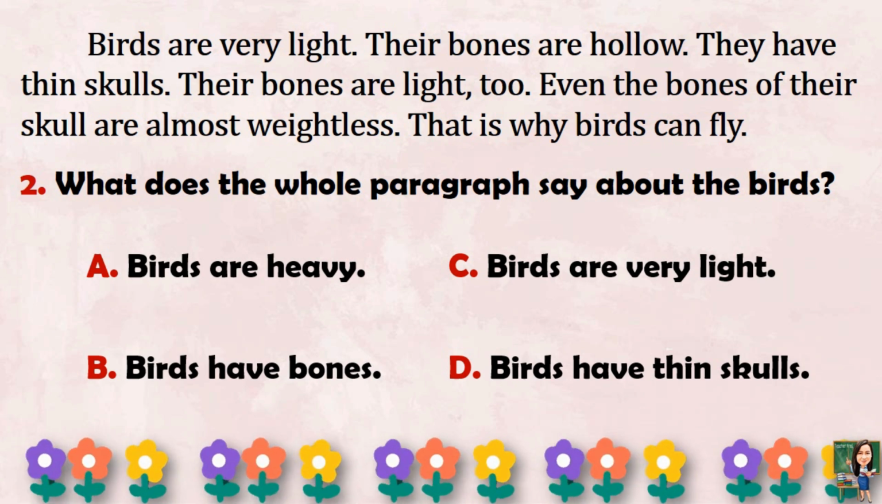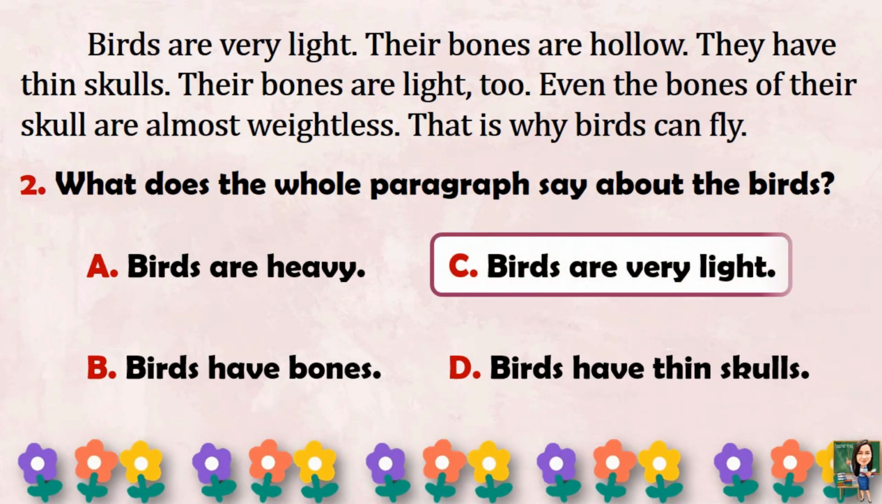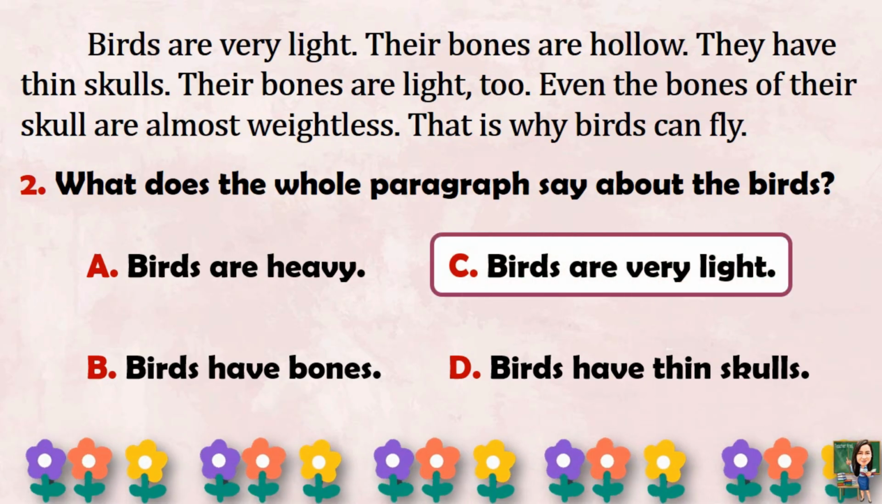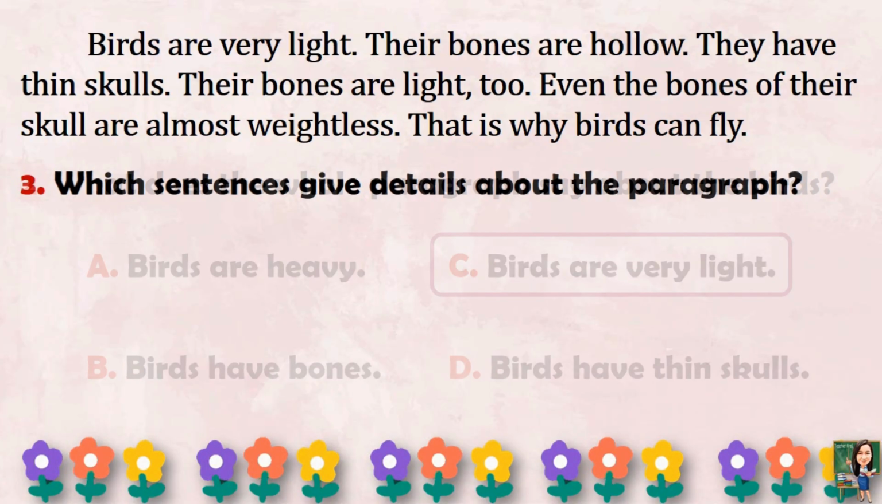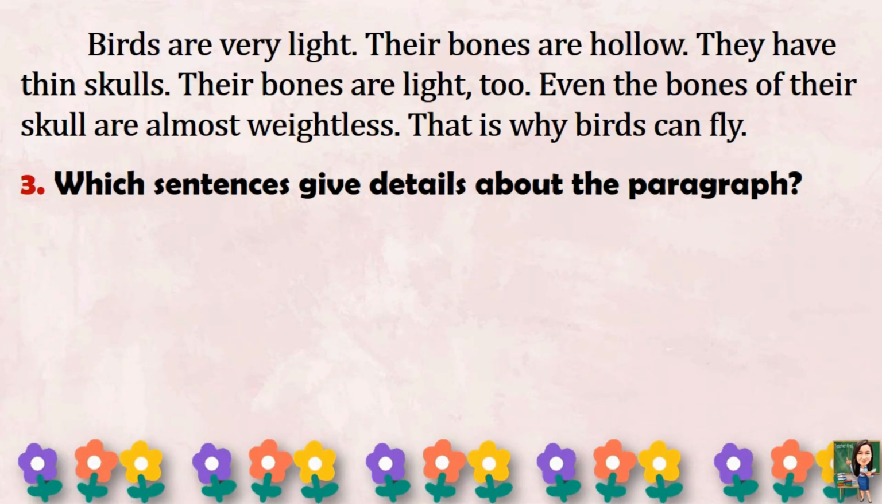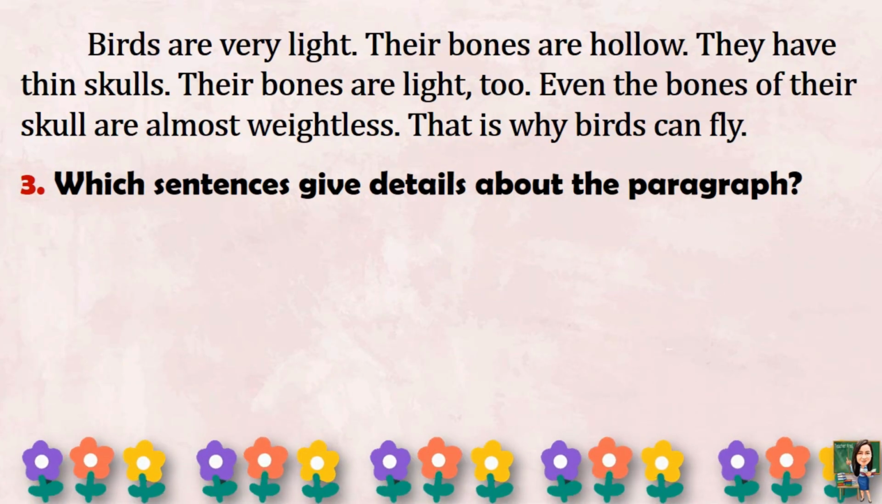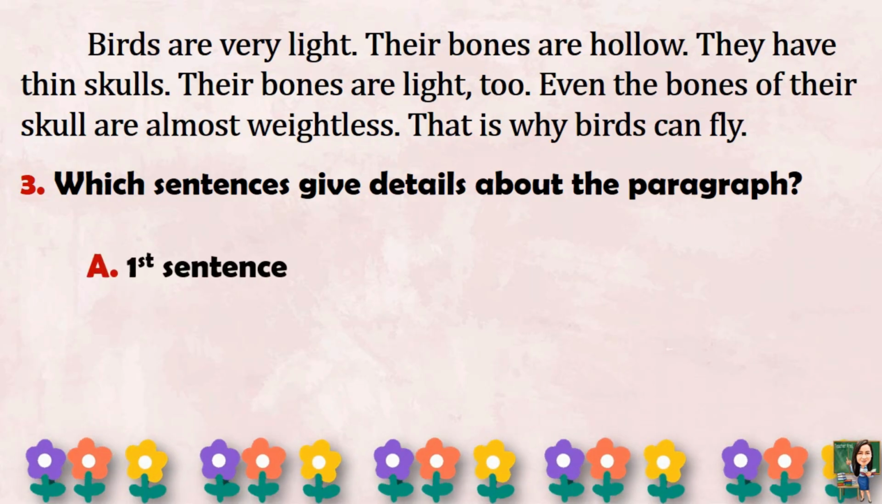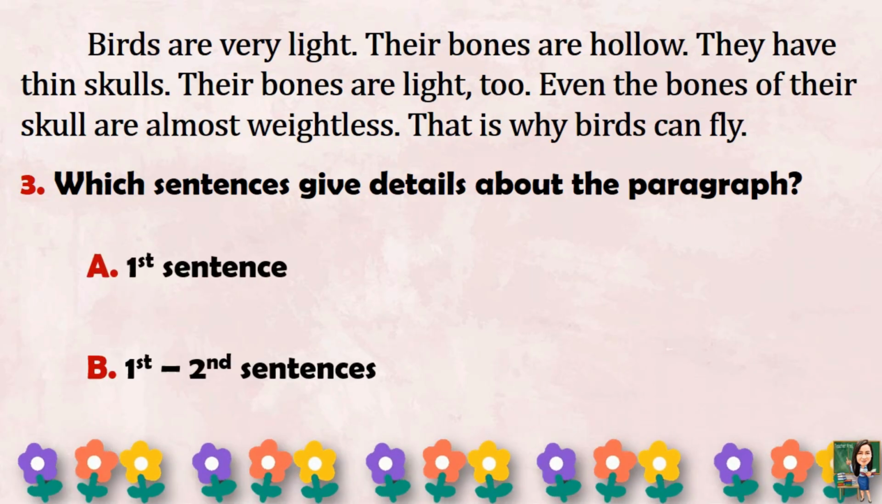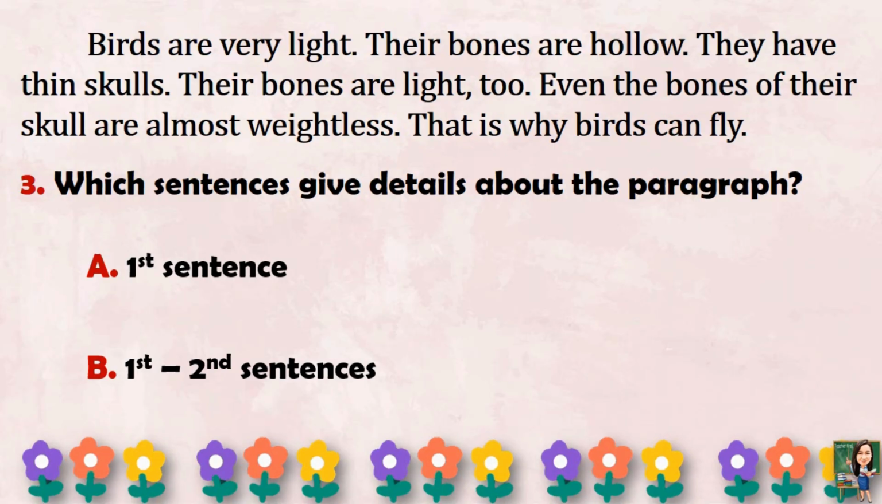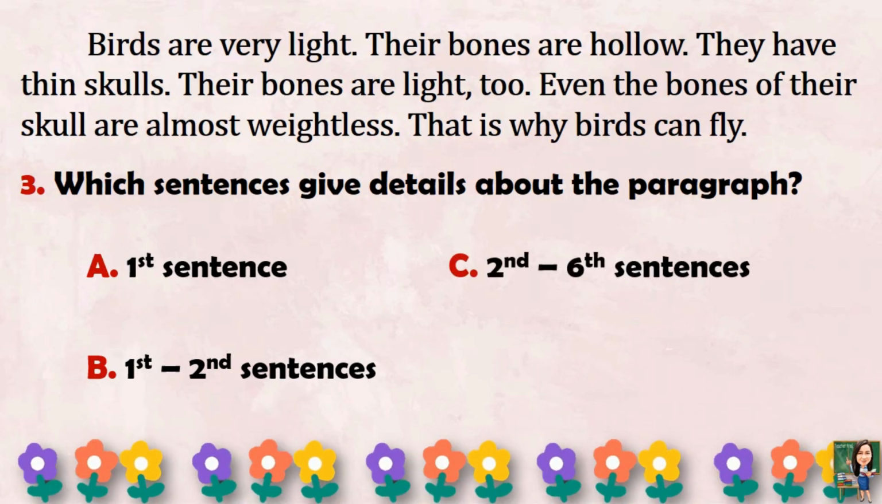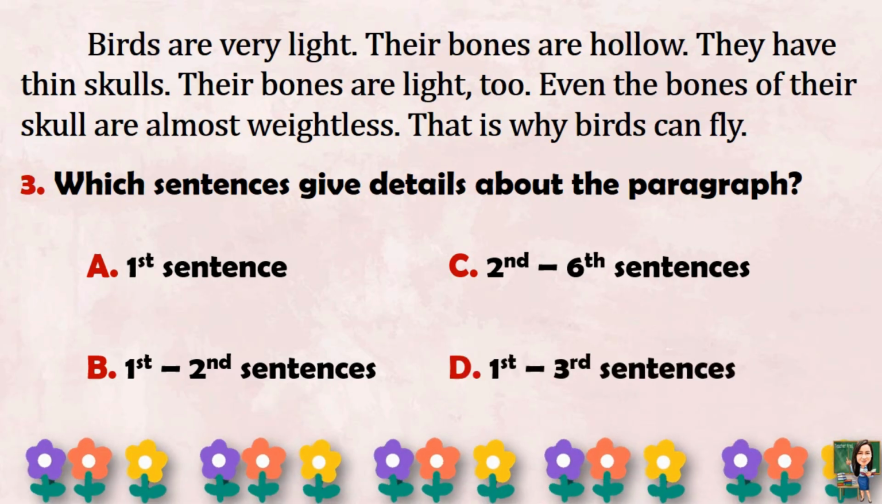Very good. The correct answer is letter C. Birds are very light. Number 3. Which sentences give details about the paragraph? A. First sentence. B. First and second sentences. C. Second up to 6 sentences. Or letter D. First to third sentences. What is the correct answer?